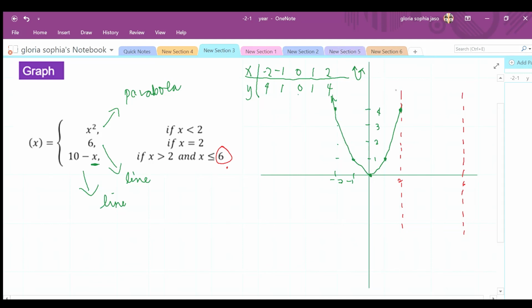Okay? So, dito, ikat ko na siya, no? Pero dito, hindi dapat kasama yung 2. So, dapat naka-open hole lang tayo dun. So, erase natin. Ayan. Okay, so dito sa 2, 4, open hole lang ako dito. Okay, so that's the first part.